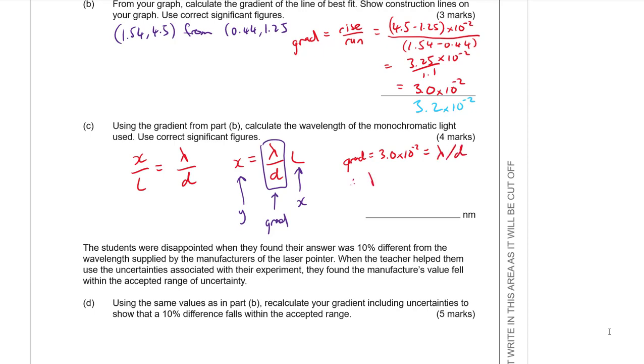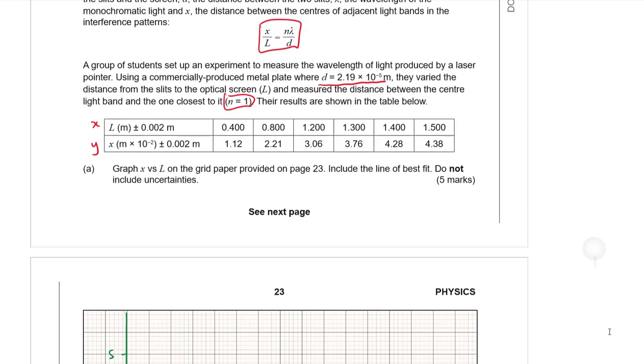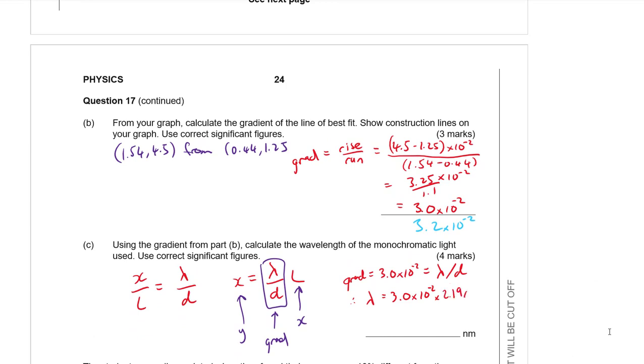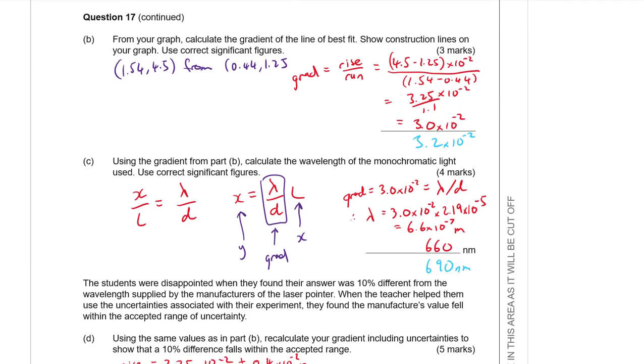So lambda is going to be equal to 3.0 times 10 to the negative 2 multiplied by, and the value they give you is 2.19 times 10 to the negative 5, and what you should get, or what I get, is 6.57, so 6.6 times 10 to the negative 7, so two significant figures. And their answer based on their gradient, which we've already determined isn't the right one, is 690 nanometers.